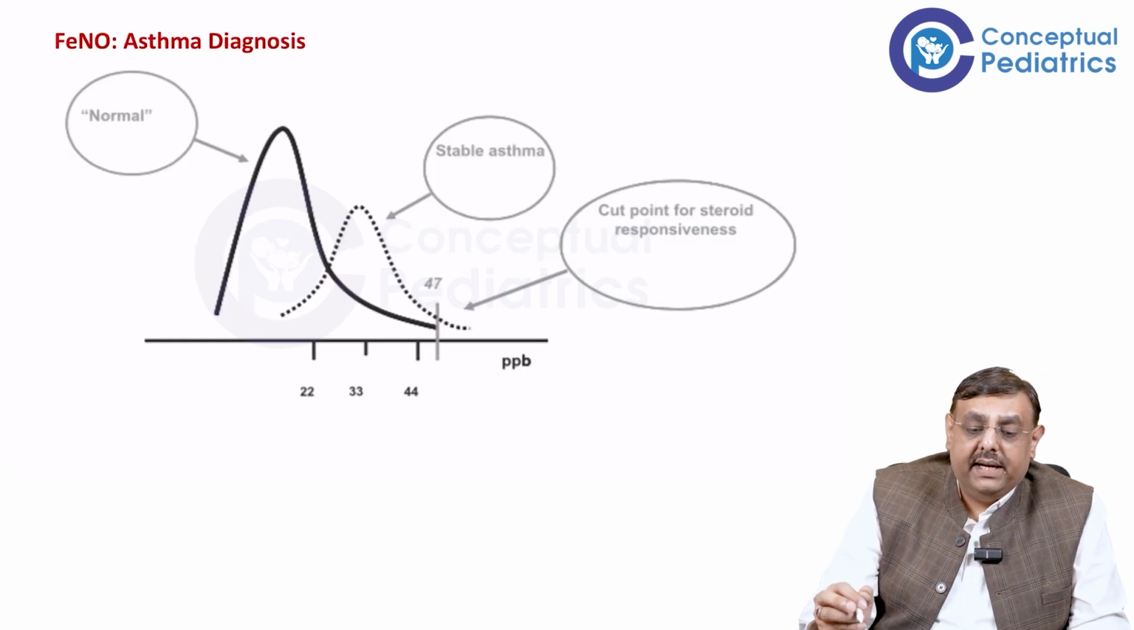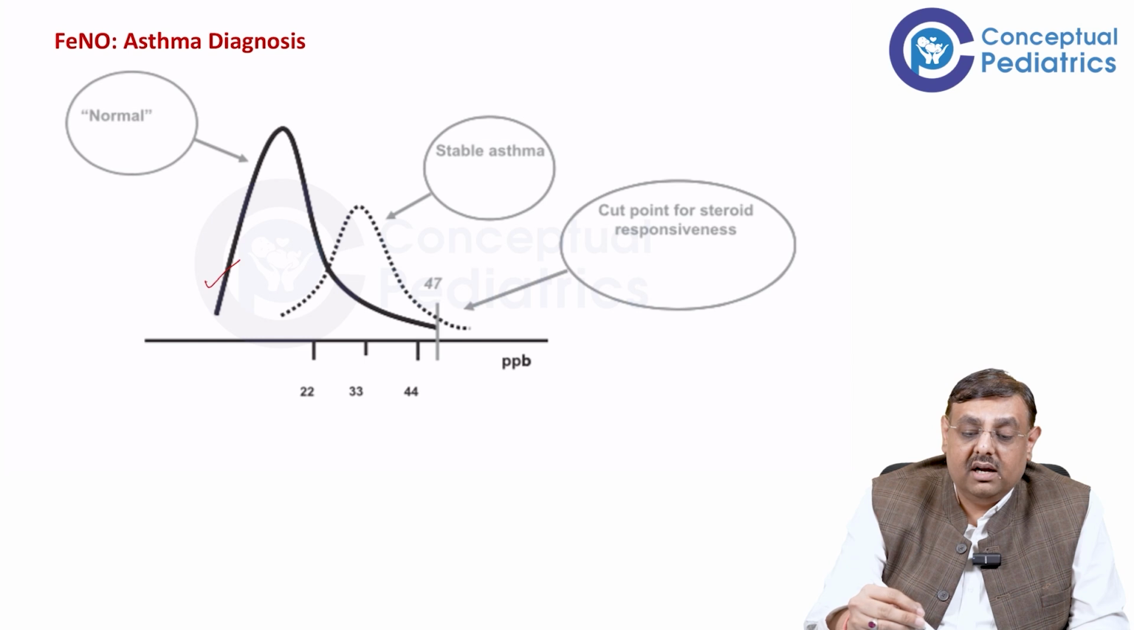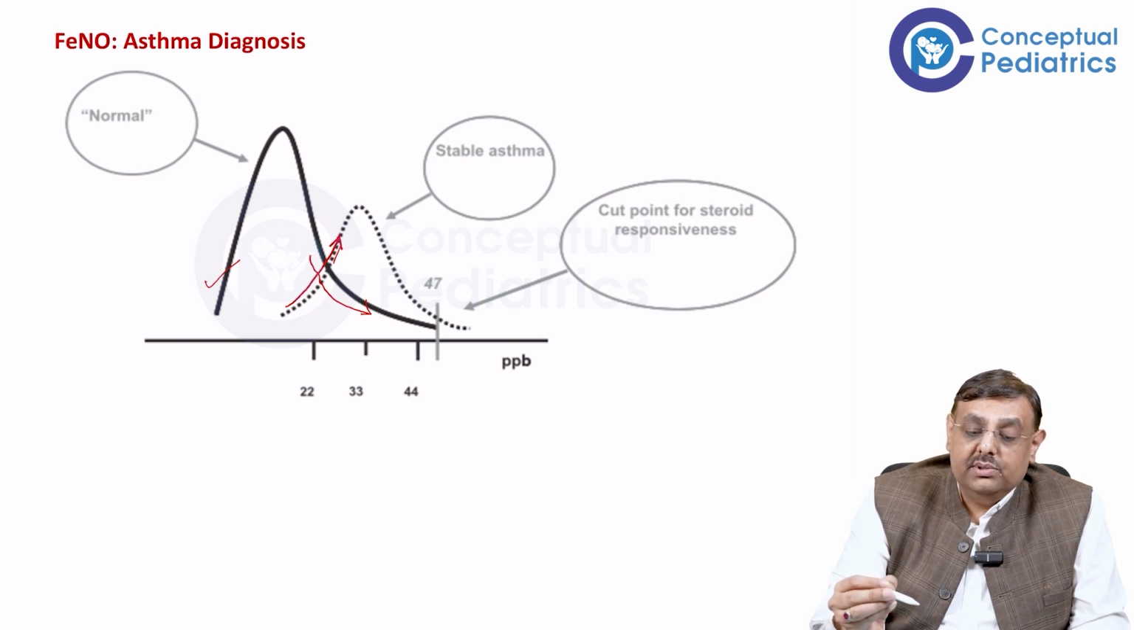So this is what I was trying to say: in a child, if you look at FENO levels, the exhaled nitric oxide levels, then this is a normal graph. The problem is that in a child with stable asthma, the graph tends to overlap. So this graph has a long tail, as you can see, and this is still normal. Children with severe asthma can overlap, and hence this is a zone where your FENO values can overlap, and that is the basic reason why some children with asthma can have a normal FENO.